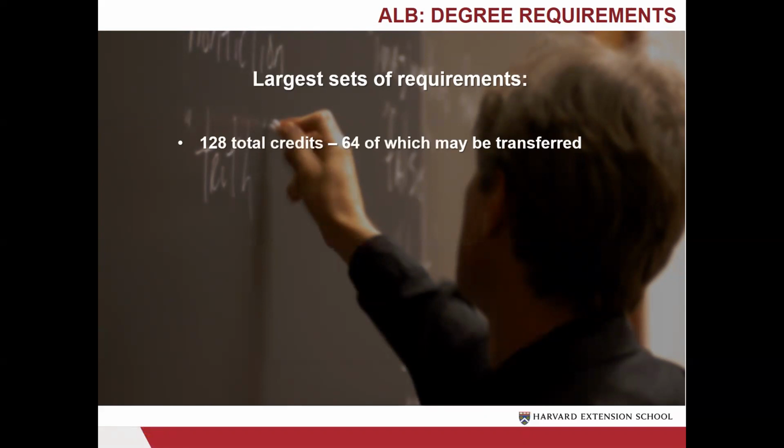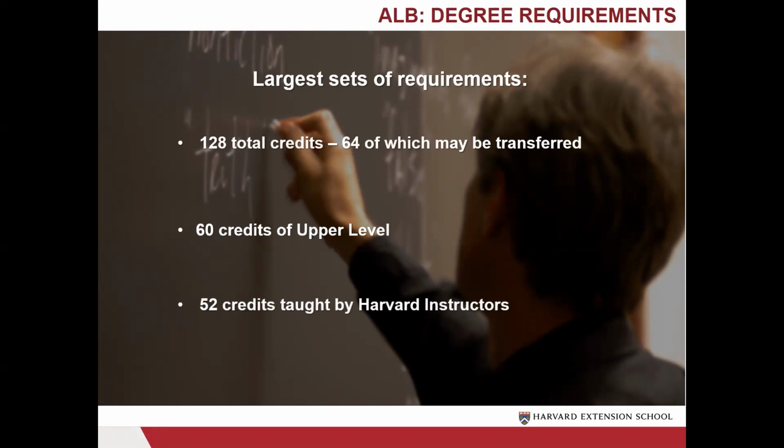Of the 128 total credits, 60 credits must be upper level. Nearly all coursework in Harvard Extension's catalog is considered upper level, even if it does not require prerequisite knowledge to register. A total of 52 credits must be taught by Harvard faculty. The Harvard instructor requirement is the largest type of requirement that can only be satisfied by Harvard courses, but there are a few other categories as well.